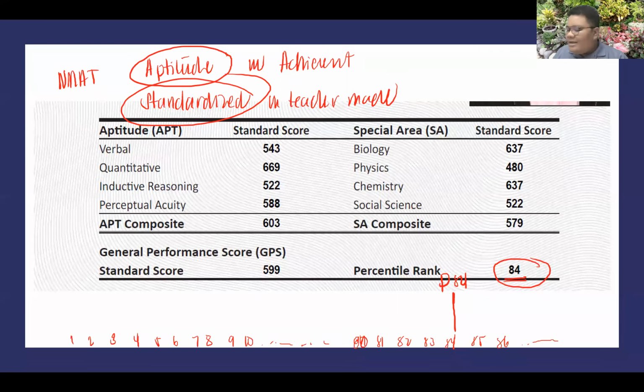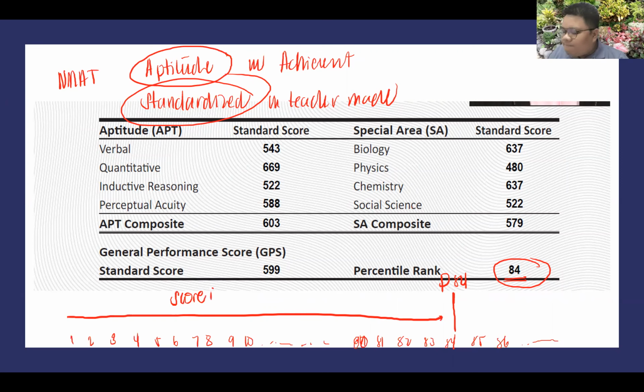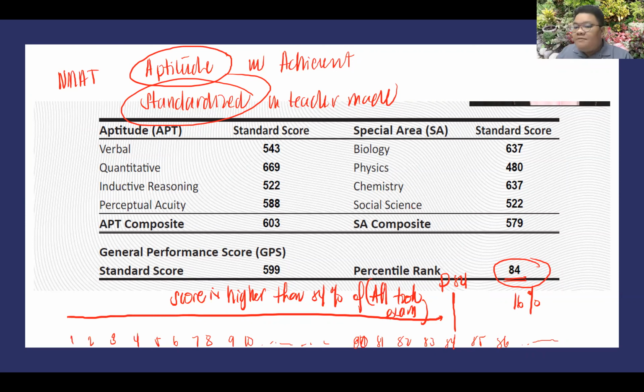Ano pong ibig sabihin yan? Mas mataas po yung score mo. Your score is higher than 84% of those who took the exam. Okay? Sabihin ko na lang ha, of all those who took the exam. But your scores are lower compared to 16% of those who took the exam. Okay? Yan po yung ibig sabihin ng percentile 84. Mas mataas ka sa 84% ng population, pero mas mababa yung score mo sa 16% ng examinees.